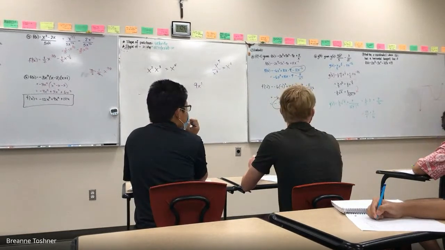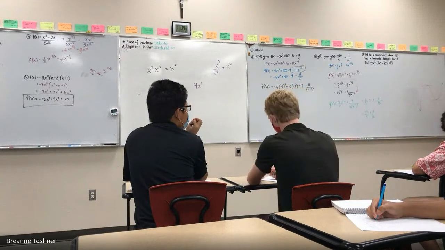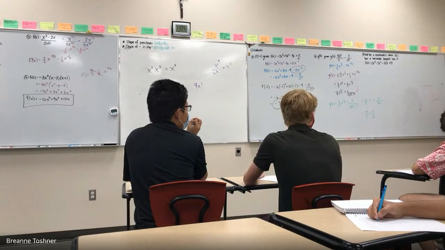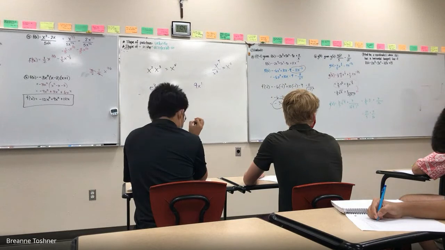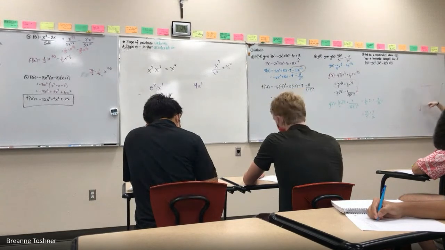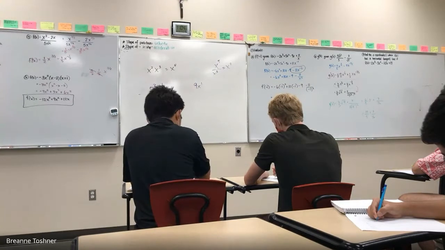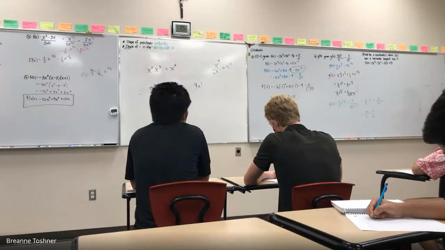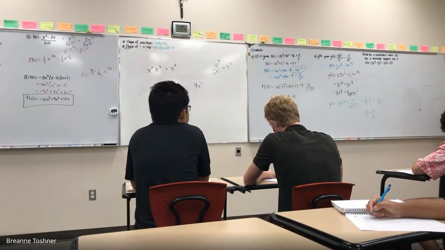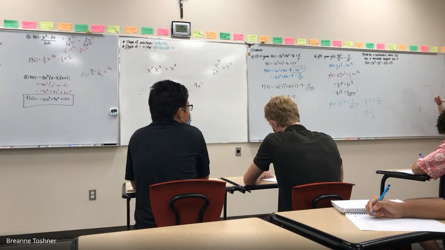I'm looking for horizontal tangent lines, which means I need the tangent line slope. Another word for tangent line slope is what? Derivative. I need the derivative to be equal to 0. Some of you think I'll find the derivative and then plug in 0. That's not finding where the slope is 0. That's finding what is the slope.